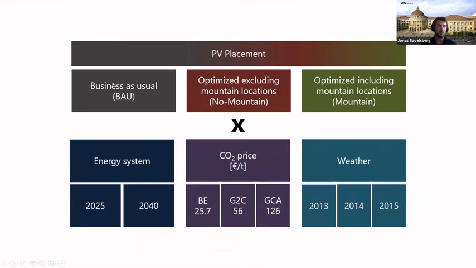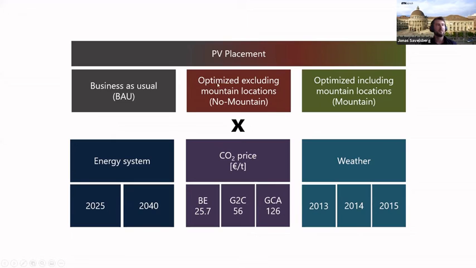We have a business as usual placement scenario. We have an optimized scenario where we simply exclude mountain locations, so locations above 800 meters above sea level. And we have an optimized scenario where we include these mountain locations, so everything above 800 meters above sea level is also allowed for solar PV installations.